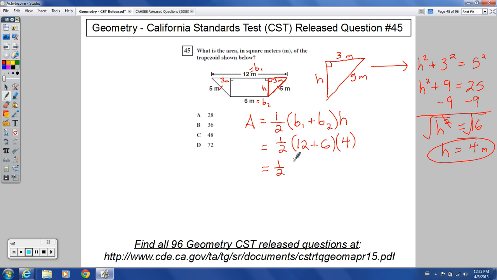This would be 1/2 of 18. Half of 18 is 9. And finally 9 times 4 gives you your final answer of 36. This would be in square meters or meters squared.